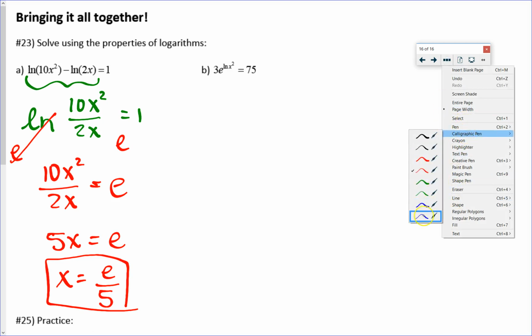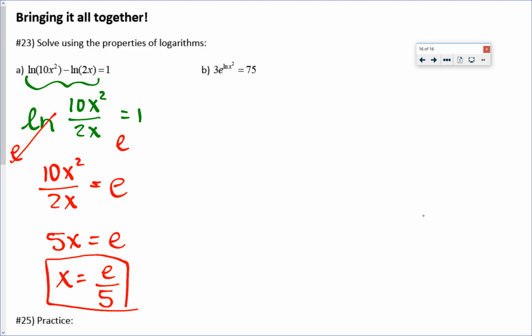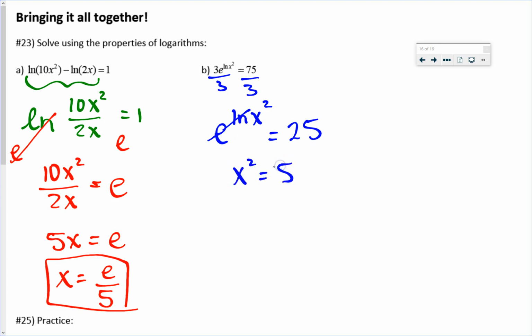All right, letter B wants me to solve for x. What do you see happening in there? There's a number in front, right? So how am I going to move that number to not be in front? Divide. So we have e raised to the natural log of x squared is equal to 25. Now what? E and natural log cross out. We have x squared equals 25.